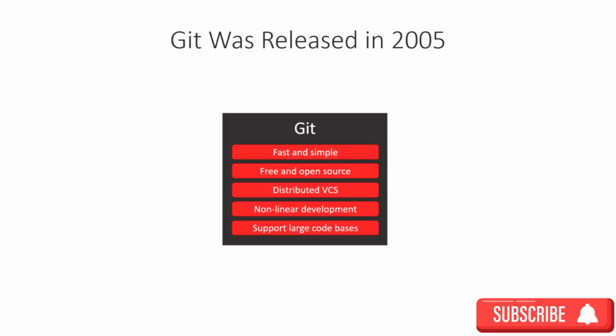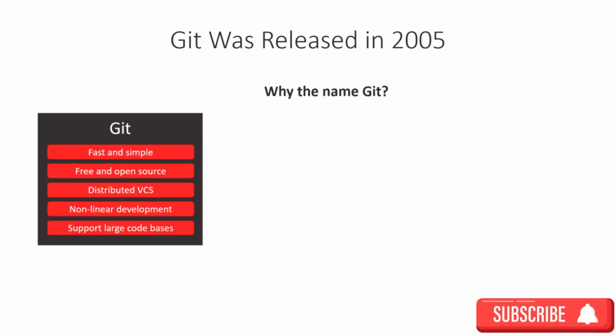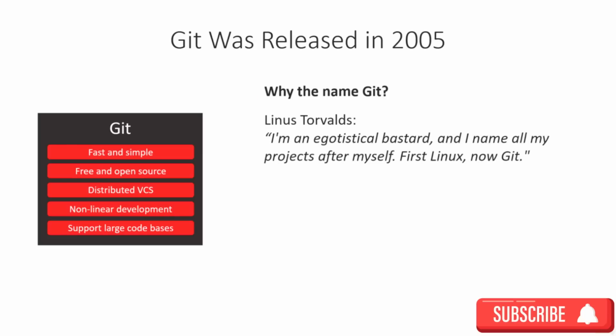So, you see, Linux is actually the origin of Git. Now, you might wonder, why the name Git? What is the meaning of this name? Git is actually British slang for a bad person. When Linus Torvalds, the creator of Linux, was asked this question, he said, "I am an egotistical bastard and I name all my projects after myself. First Linux and now Git."